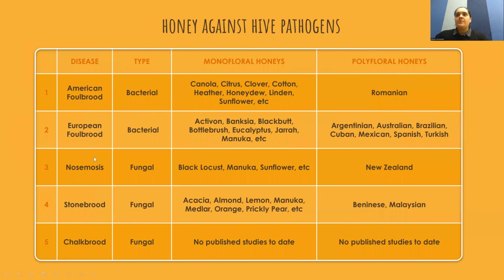So here we have a table which summarizes results from all of the published studies out there that have tested the activity of honey against important honeybee pathogens. So this includes the bacteria that are responsible for American and European foul brood, the Microsporidium nosema, and the fungi responsible for stone brood. Unfortunately, there haven't been any studies published to date that have looked at chalk brood, but for the rest of these hive pathogens, you can see that quite a diverse variety of both monofloral and polyfloral honeys have some activity against them. So this includes a lot of honeys from native Australian plants, such as bottlebrush and jarrah as well.